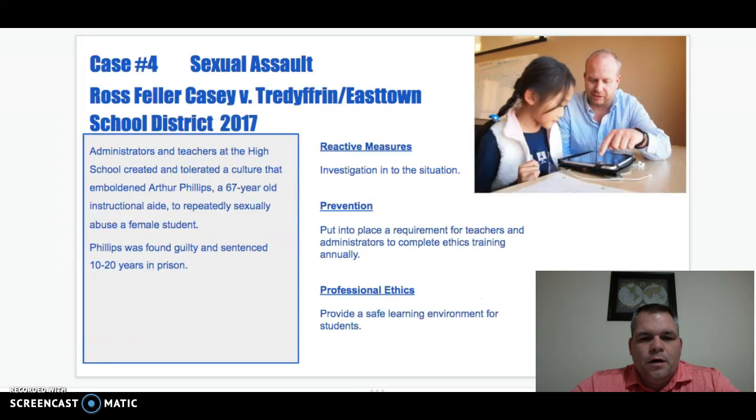Case number 4 was a sexual assault. Ross Feller Casey versus East Town School District in 2017. This was a very disturbing one that I read. Administrators and teachers at the high school created an environment that was okay for this man to do this. Arthur Phelps, a 67-year-old man, was an instructional aide. He wasn't even the teacher. He was an aide. He repeatedly sexually abused a female student, from the age of 15 until 16. He was found guilty and sentenced to 10 to 20 years.